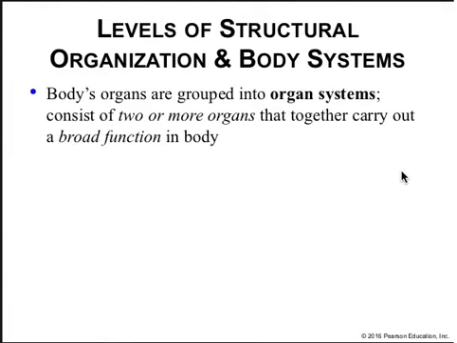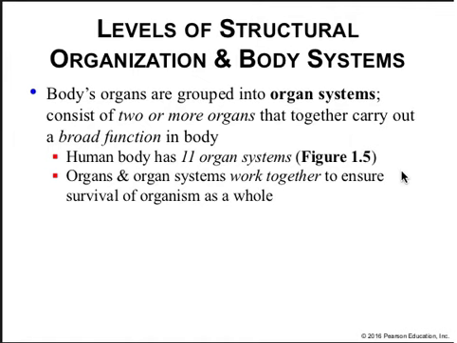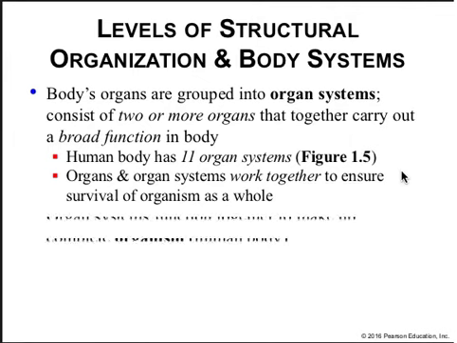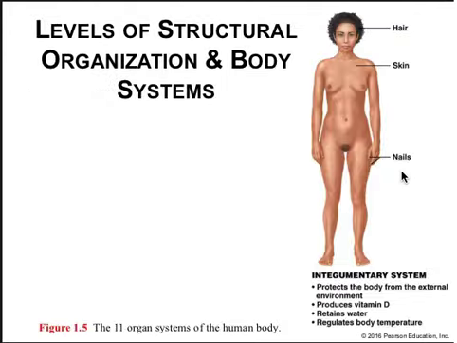So the body's organs are grouped into these organ systems, which consist of 2 or more organs carrying out a broad function for the body. There are 11 total organ systems. The organ systems work together to ensure the survival of the organism as a whole. The organ systems function together to make up the complete organism, which is the human body. So we begin with the integumentary system.